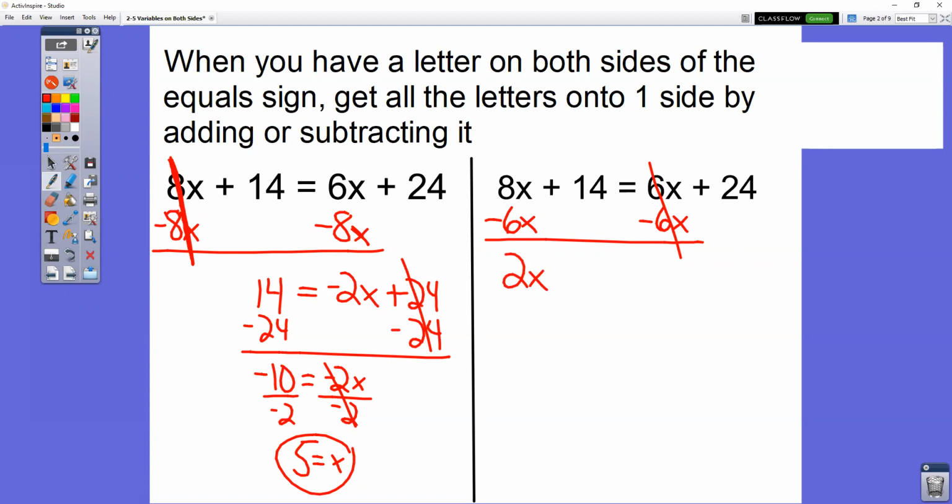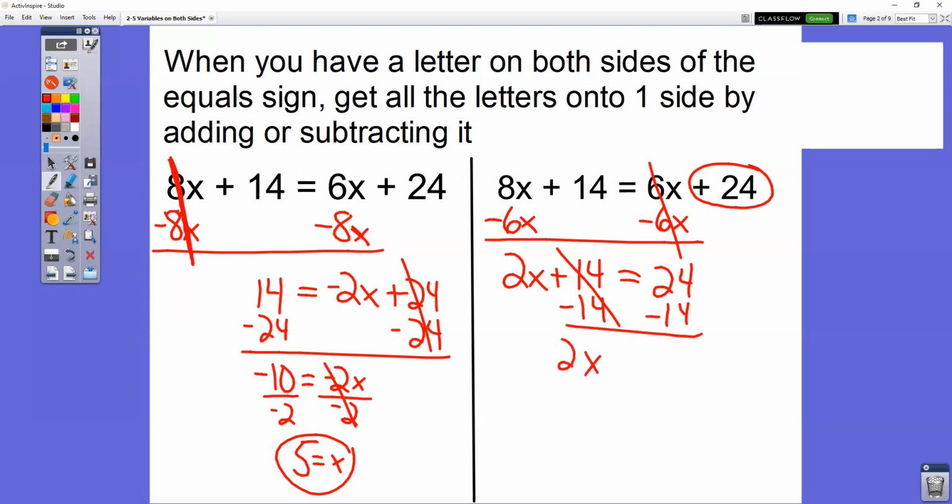So 8x minus 6x is 2x. Bring down everything else that you didn't use yet. Now, here's where you need to be careful. You're bringing down a positive 24. That says plus 24, so we're bringing down a positive 24. If that happened to say minus 24, you would have to bring down negative 24. So minus 14, 2x equals 10. Divide by 2, x equals 5.